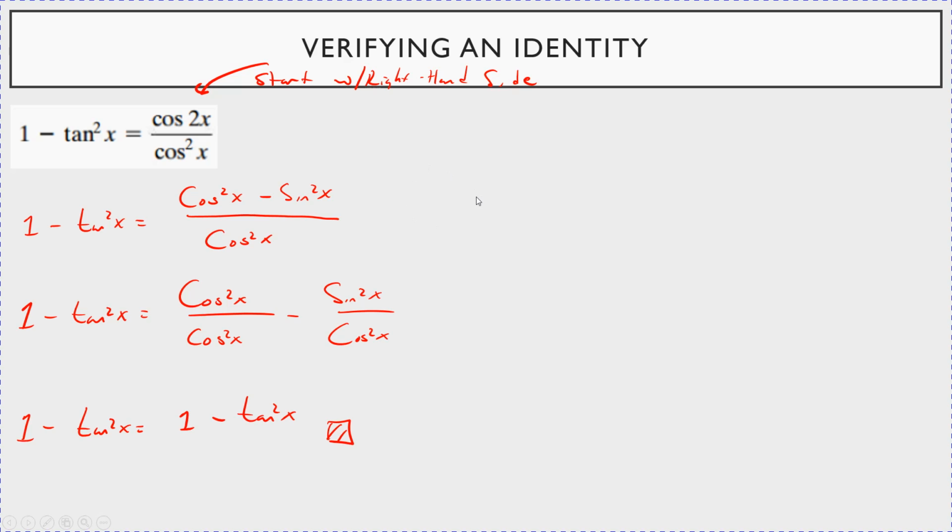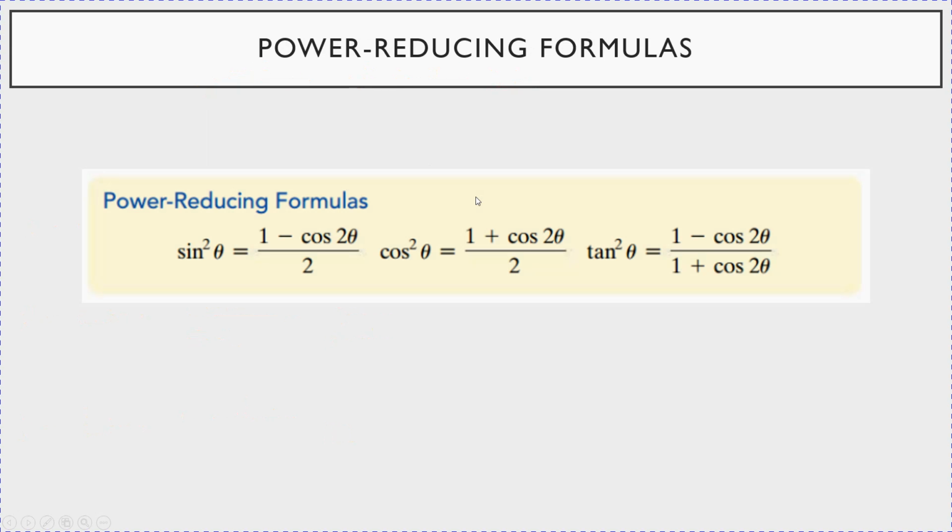All right. Now let's talk about power reducing formulas here. What this does is this allows you to basically take something like sine squared of theta and reduce the power so that it doesn't have a squared in it anymore. So here are the formulas. Sine squared of theta is equal to 1 minus cosine of 2 theta divided by 2. Cosine squared of theta, very similar, is equal to 1 plus cosine of 2 theta divided by 2. And tangent squared of theta is equal to 1 minus cosine of 2 theta divided by 1 plus cosine of 2 theta.